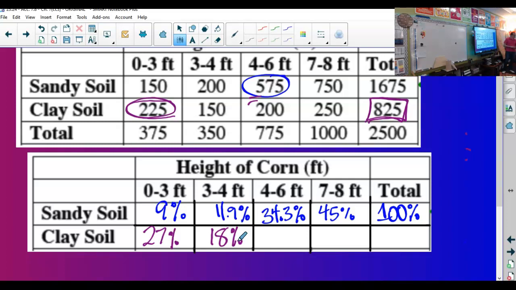I think it's going to be between the two of them. 200 divided by 825 equals, that times 100 equals 24%. Let's round down.